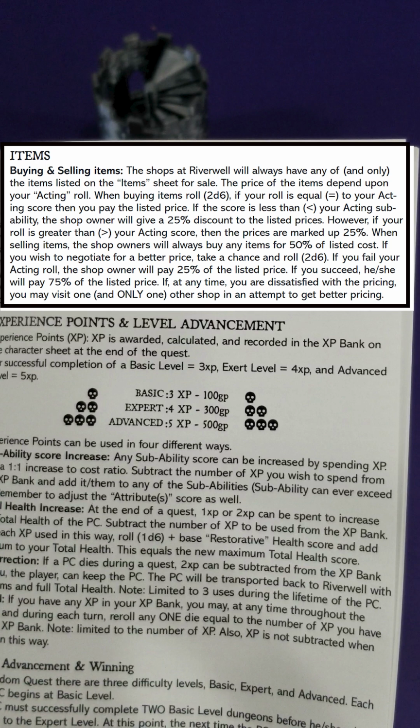When buying items, roll 2d6. If your roll is equal to your acting score, then you pay the listed price. If the score is less than your acting ability, the shop owner will give you a 25% discount to the listed prices. However, if your roll is greater than your acting score, then the prices are marked up 25%.